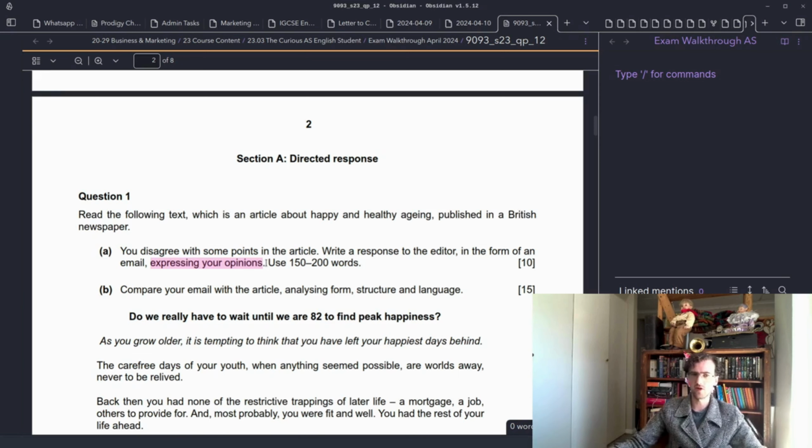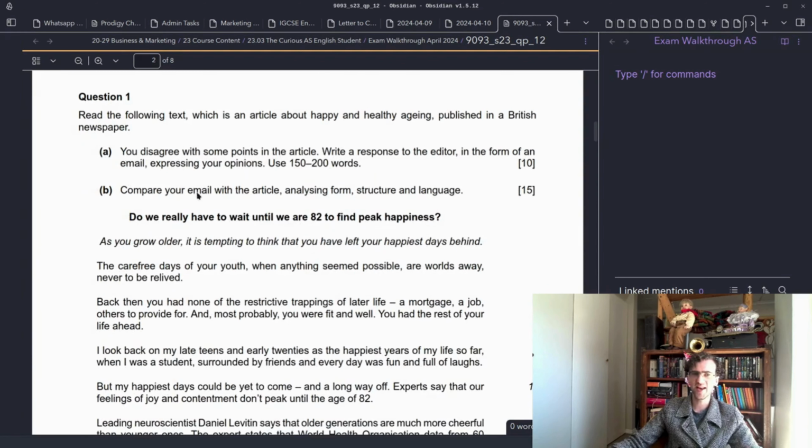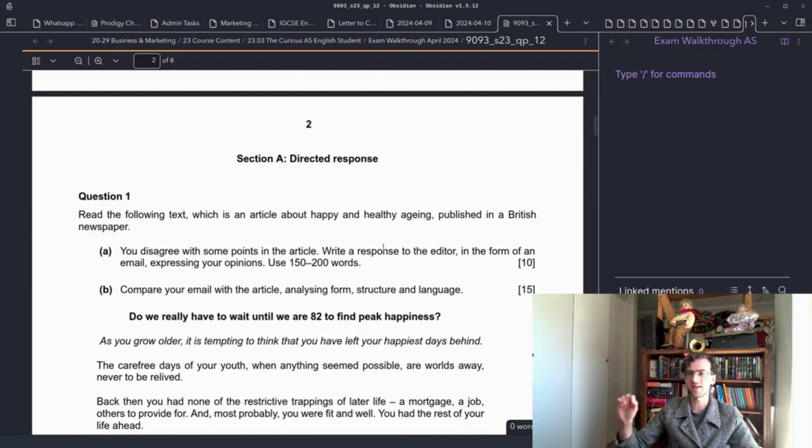In this, our response should be that long. Now, if we take this, I'm not going to get into the nitty gritty of how we would do this specific question, but the goal here is to create something that you can later analyze, because it says compare your email with the article and the email, analyzing form, structure, and language. So here, please note, we are not analyzing the points. We are analyzing form, structure, and language.